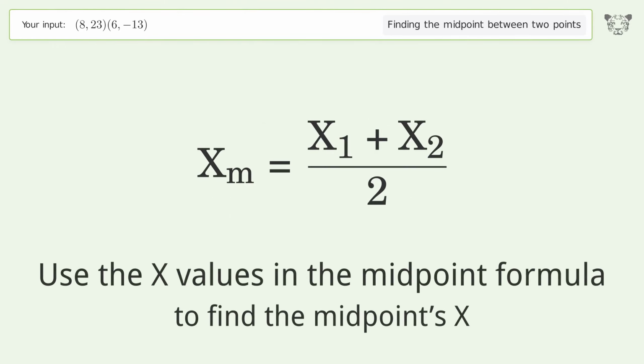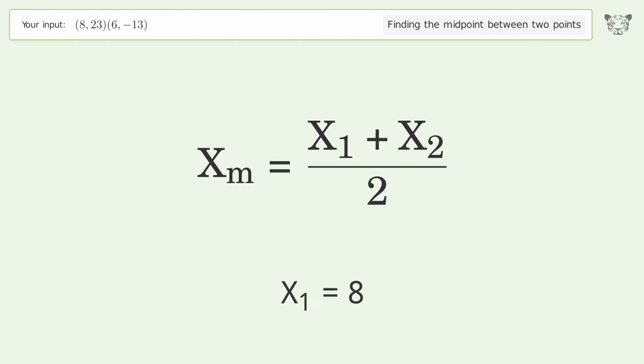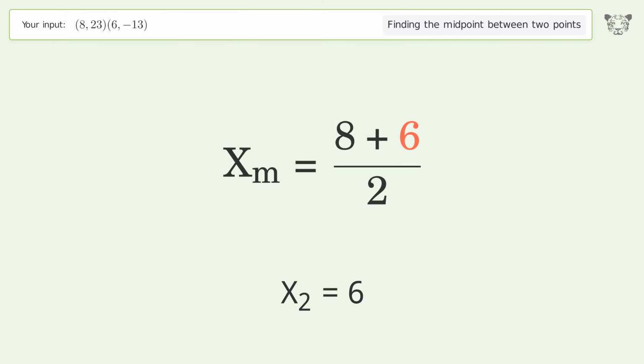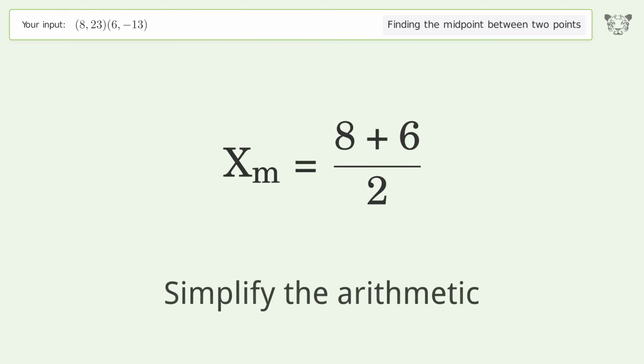Use the x values in the midpoint formula to find the midpoint's x. x1 equals 8, x2 equals 6. Simplify the arithmetic.